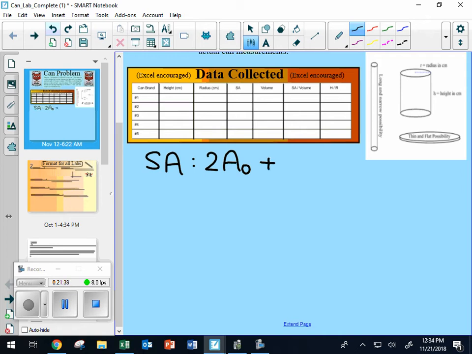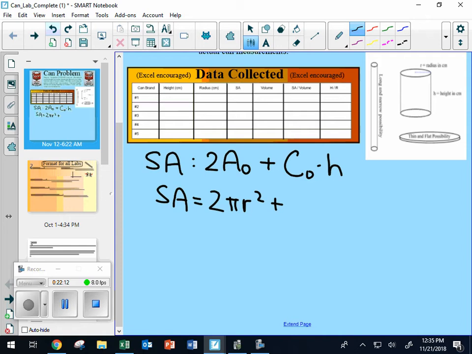And what else do we need for surface area? We need the area of the surface of the side that goes around. So how do you find that? The circumference of your circle times the height. All right, if we look at this, we have the surface area is equal to 2 times the area of a circle. What's the area of a circle? Pi r squared. And then we need the circumference of a circle.